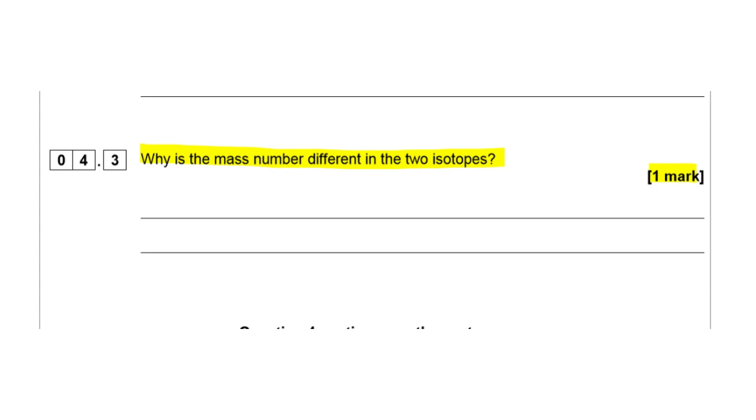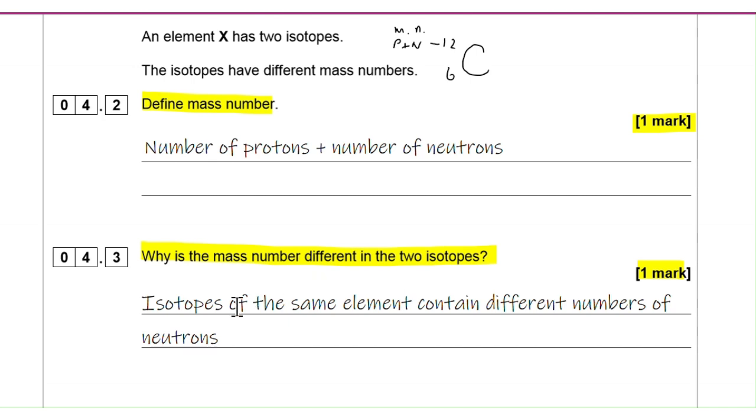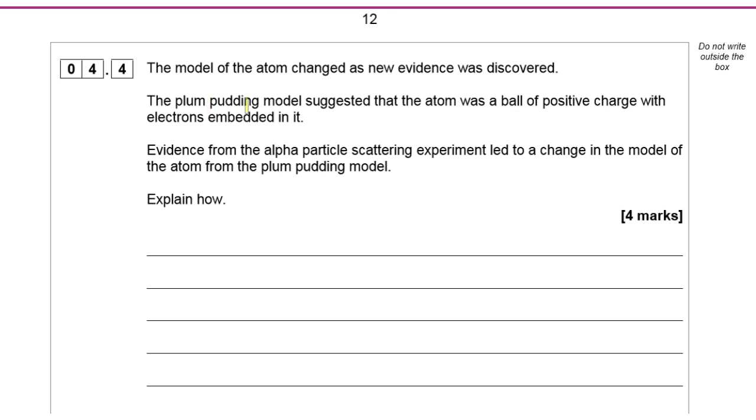Question 4.3. Why is the mass number different in the 2 isotopes for 1 mark? Now this is another way of asking you, do you know what the definition of an isotope is? And remember, isotopes are 2 atoms of the same element with a different number of neutrons. Over the page. Question 4.4.